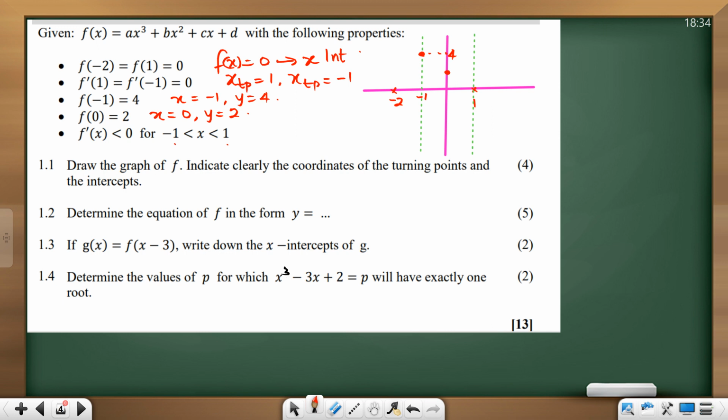Now, what's happening? The graph is decreasing between negative and down. Is that okay? And don't forget where it's turning. It's turning on what? 1. So basically, very easy once you understand what each point means on the graph.